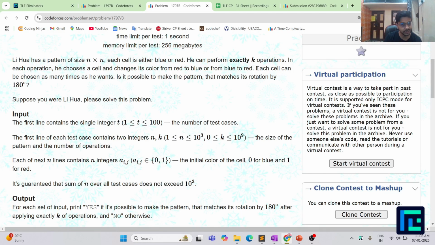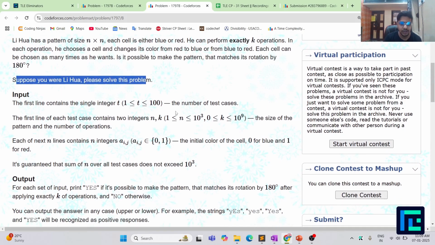And what he is doing in each and every operation is either changing the color of the cell from red to blue or from blue to red. Now, each cell can be chosen as many times as he wants. Now, the question is: is it possible to make the pattern match its rotation by 180 degrees? Suppose you are Hua, you have to solve this problem.